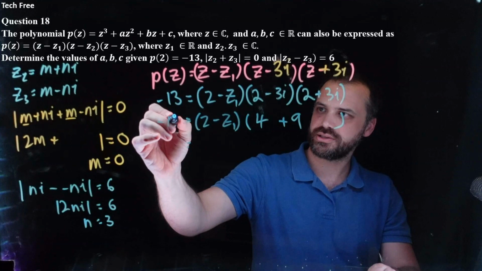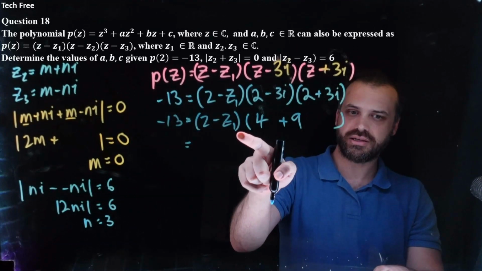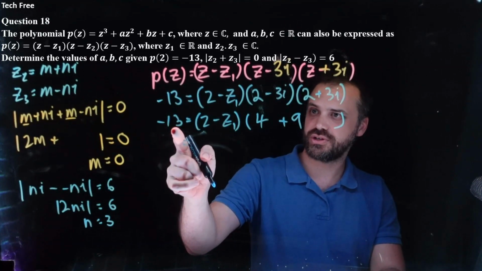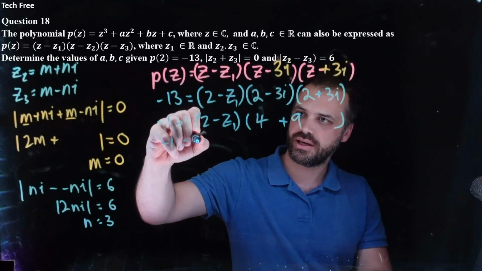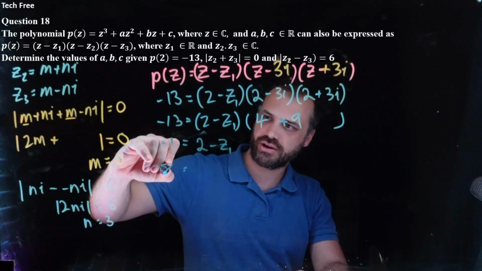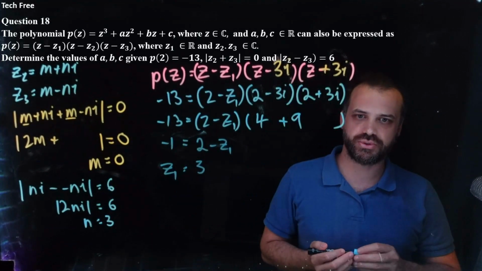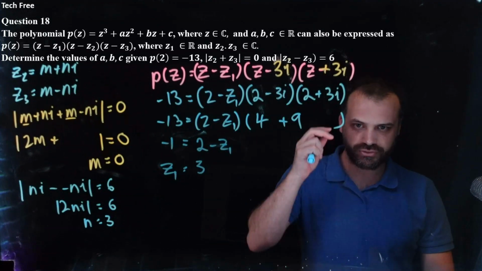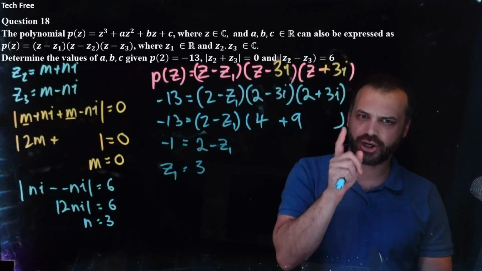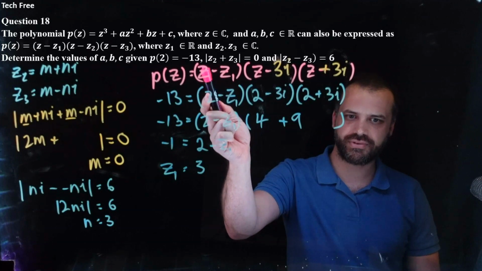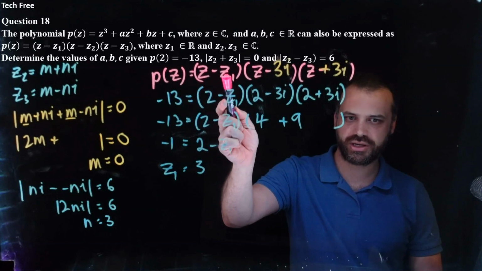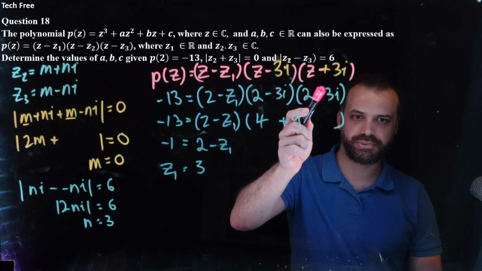So if we're keeping our wits about us, we have negative 13 equals a thing times 13. So that means that we can divide both sides by 13. So negative 13 divided by 13 is negative 1, and 2 minus Z1. Okay, simple, straightforward, because Z1 now is equal to 3. All right, beautiful. Is that what I wanted to know about this? No, that's not what I wanted to know. What I now have is like a complete factorized version of this. I have Z minus 3, Z minus 3i, Z plus 3i.